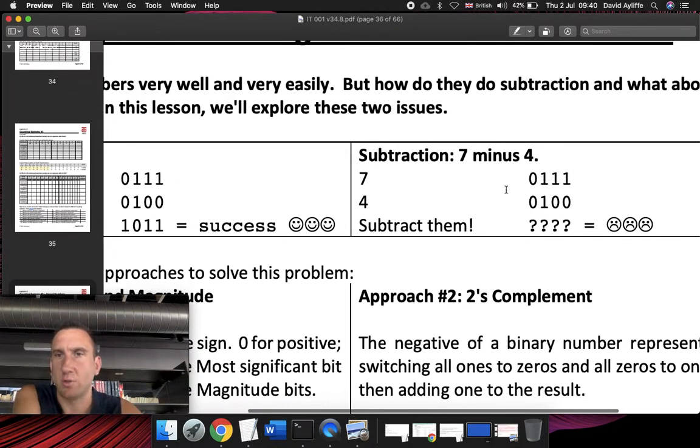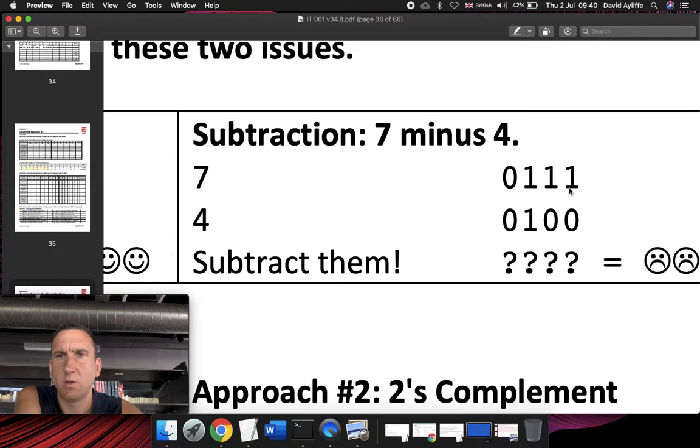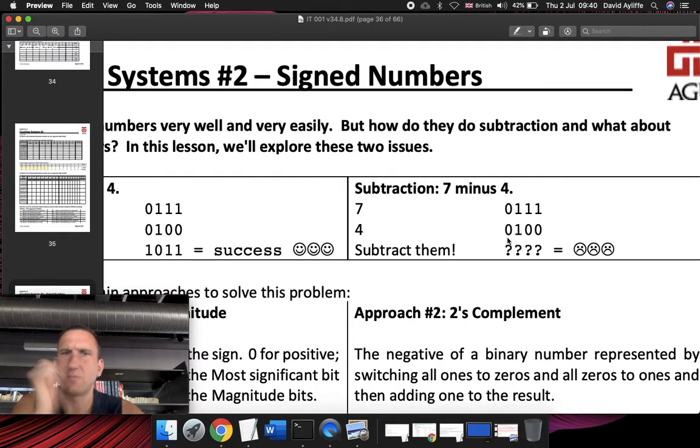What about subtraction though? How on earth do we do this? So again, we've got 7 and 4. This is the same, this is the same. How on earth do we subtract this? What is 1 minus 0? Still 1. 1 minus 1 is 0, and 0 minus 0, what does that mean? So subtraction is quite messy.